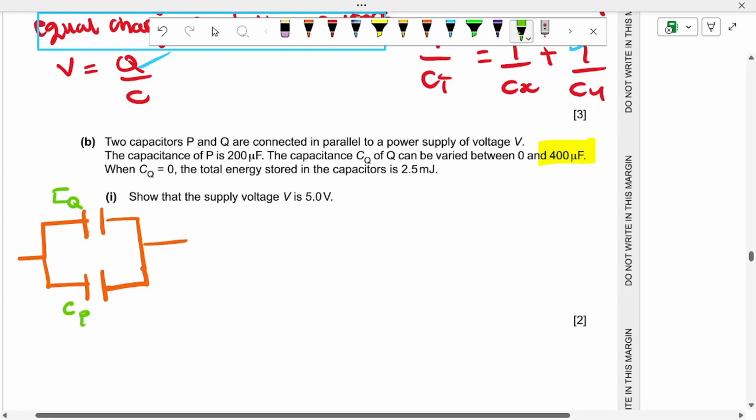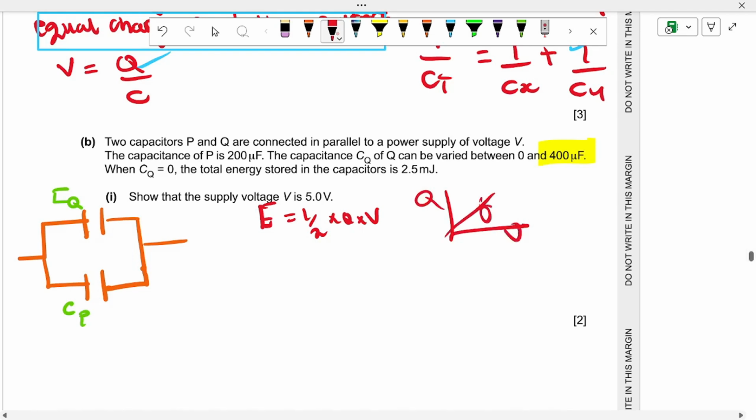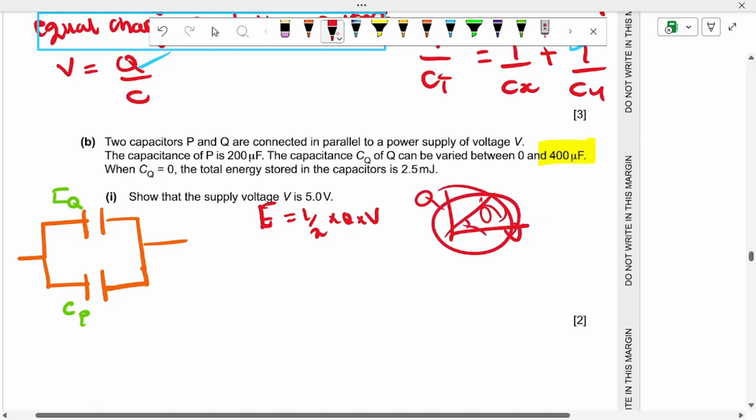Okay, so I want to show that the supply voltage is 5.0. What do you think I should do? I've been given the total energy over here. The total energy that is stored in the capacitor is 2.5. What connects all these things? You ask yourself, what is energy? I know that energy for a capacitor is going to be 1/2 times Q times V. If you have a Q against V graph, the area of this graph is going to be your energy.